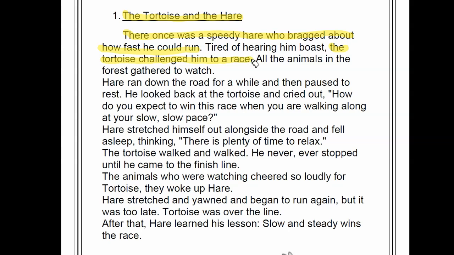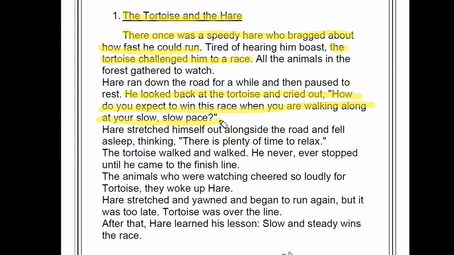All the animals in the forest gathered to watch. Is that really important? Not really. It doesn't really talk about the 2 main characters, does it? Hare ran down the road for a while and then paused to rest. He looked back at the tortoise and cried out, "How do you expect to win this race when you're walking along at your slow pace?" Okay, so he asked the question. So does he believe the tortoise could win? No, he doesn't.